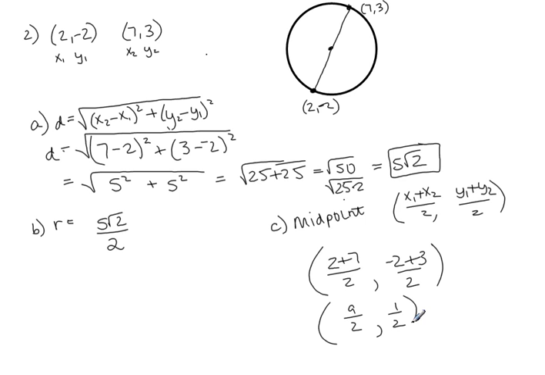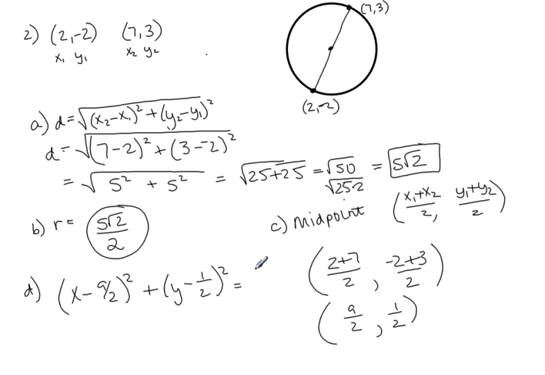And then let's see, part D, you're asked to write the equation of the circle. So we're going to write that equation as, remember we use the center, so that would be x minus 9 halves squared plus y minus 1 half squared is equal to the radius squared. So use that exact radius that we just found, 5 square roots of 2 over 2. We're going to square it, and I'm going to simplify that.